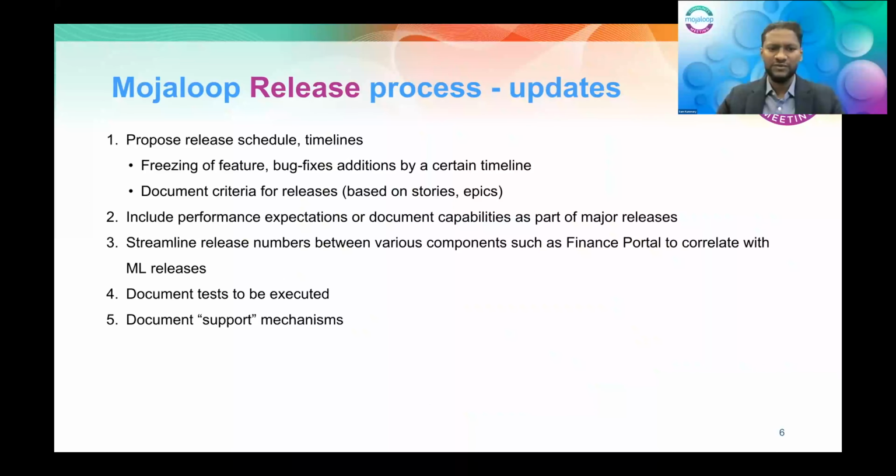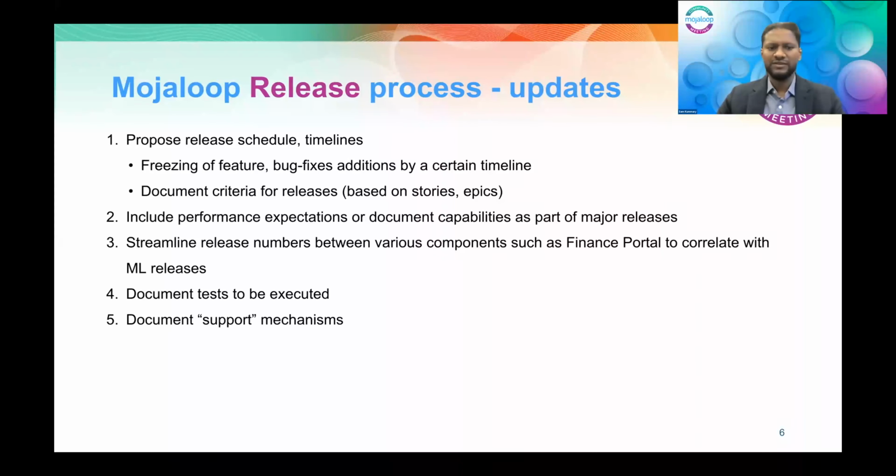There are several different things we want to improve and enhance. For example, we want to make it more predictable by working on the scheduling timelines in the coming PIs. Freezing of feature bug fixes by a certain timeline, providing expectations to the work streams. Document our criteria better and also revisit that at the DA. Streamline release numbers between the various components included so that everyone knows what is included and what is compatible. For example, on Finance Portal and modular releases, we want to achieve better alignment.